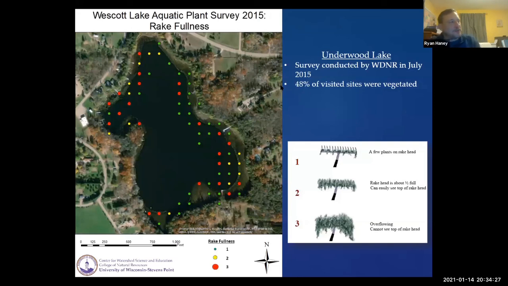So here's the results of the survey conducted back in, wait, that says Underwood on the right. That's a mistake. But the latest survey here, and this is rake fullness. So when we pull up that rake with plants on it, the first thing we do is we give a number to how much plant material is on that rake. Is it just a few sprigs? Is it heaping with plants? And then we can map that based on that grid. And so our red dots, the 3s, are where we had abundant plant growth. The green dots are where we only had a 1 for plant growth. And where you don't see dots, there generally were no plants at that location.